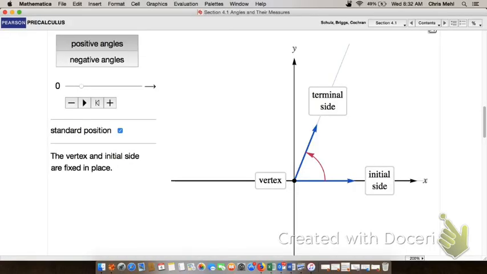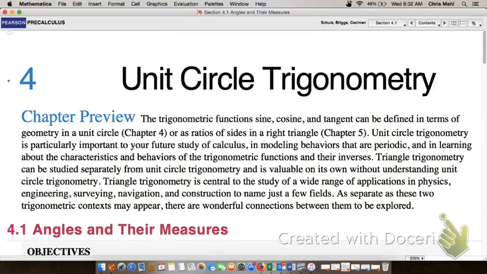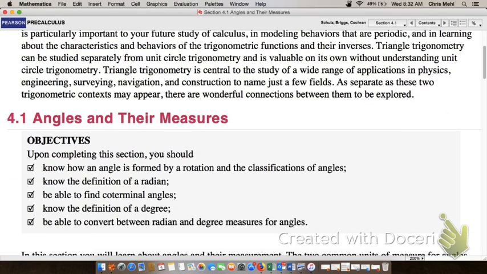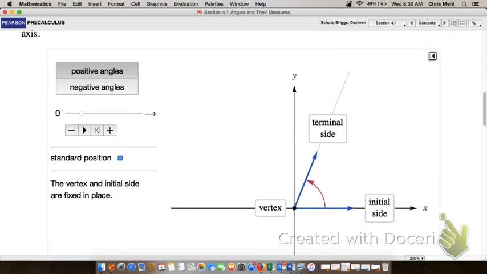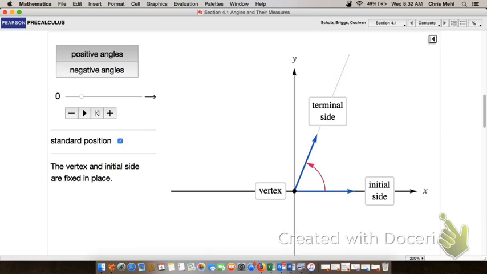So here I am in the textbook. This is the beginning of chapter 4, unit circle trigonometry, and in this section we're going to talk about angles and their measure. To get a good sense of the definitions of what angles are, there's a really nice interactive figure. If you want to construct what we call positive angles, you start with a vertex. In this case, I've chosen the vertex of the angle to be the origin in the xy plane, so that's this dot down here.